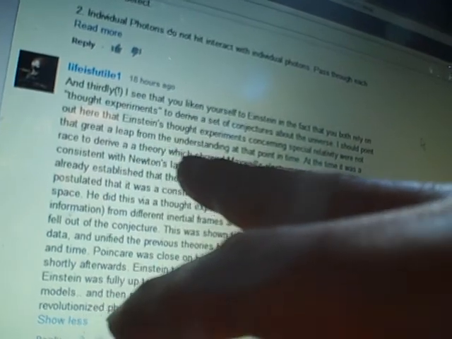I don't know. Again, I'm just saying, when Einstein said, okay, look, matter converts to energy, and it appears to convert to energy entirely, it just seems like, why didn't anybody, even Einstein, take that seriously? Okay? M equals E. You don't even need the constant. I should point out here that Einstein's thought experiments concerning special relativity were not that great a leap from the understanding at that point in time.